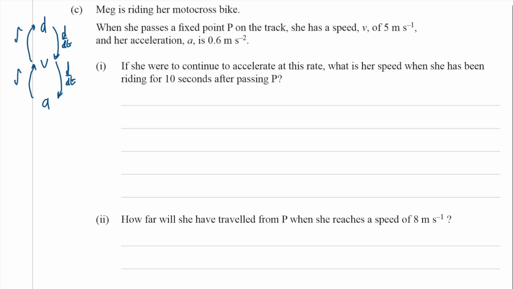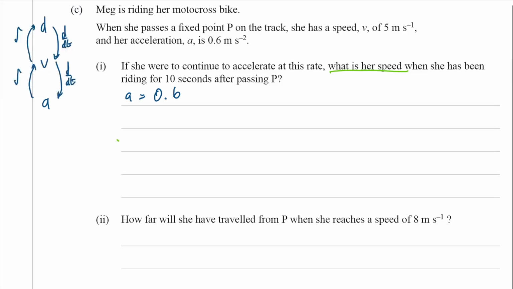So in part 1, we know that her acceleration is 0.6, right? It's that same rate. So as an equation, her acceleration is 0.6. Rereading the question, it's asking what is her speed. So we need to work out the equation for her speed.